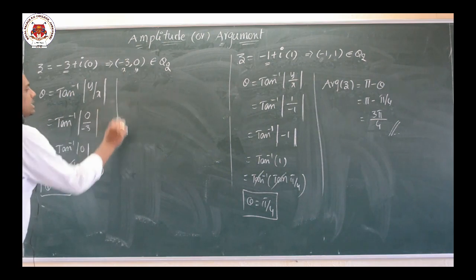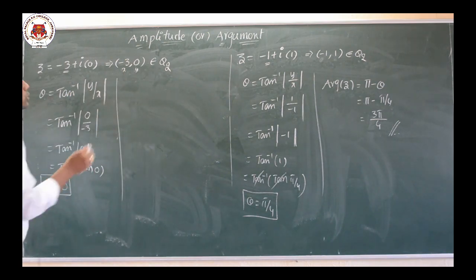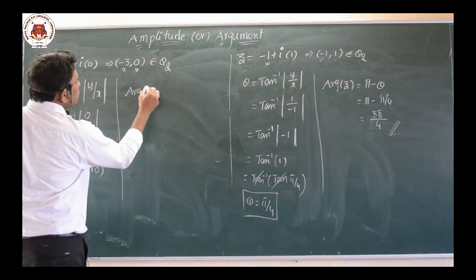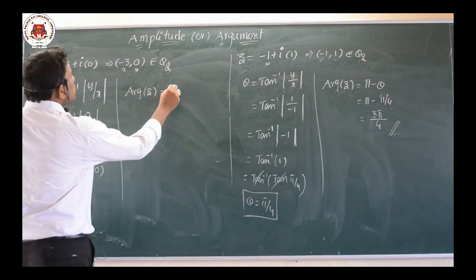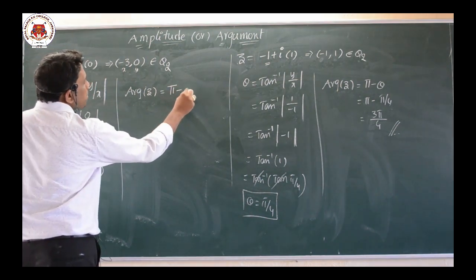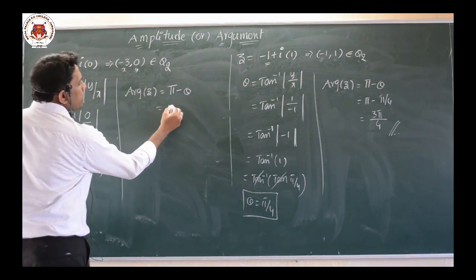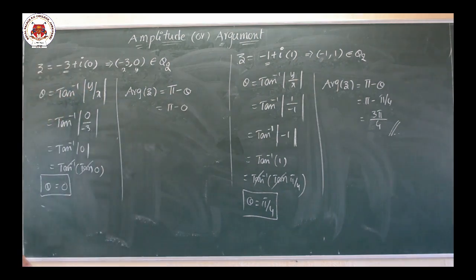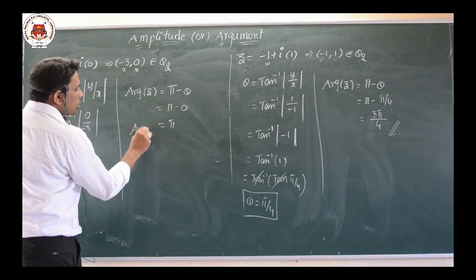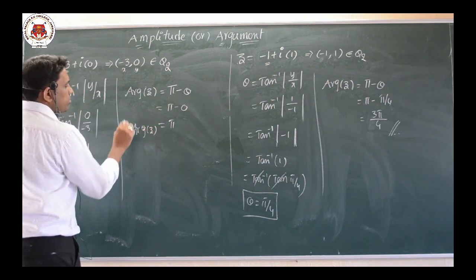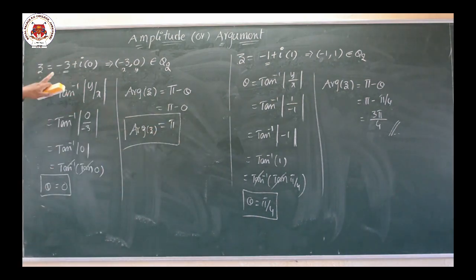But we do not want theta, we want the argument. The complex number belongs to the second quadrant, and in the second quadrant the argument is pi minus theta. So, pi minus 0 is nothing but pi. The complex number is minus 3, so the argument of minus 3 is pi. We will take one more example.